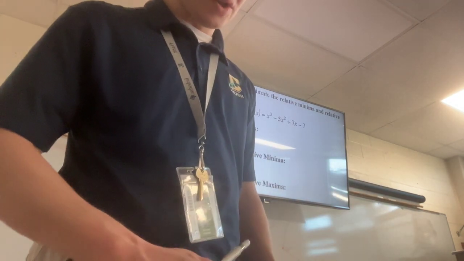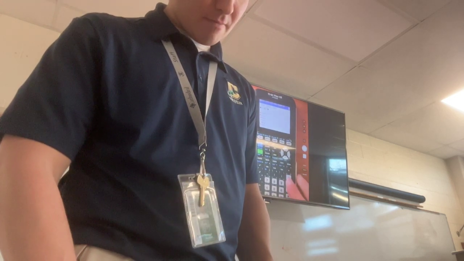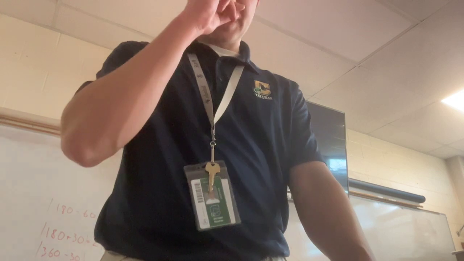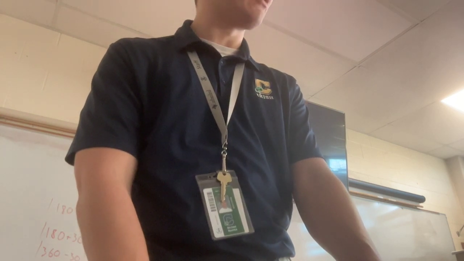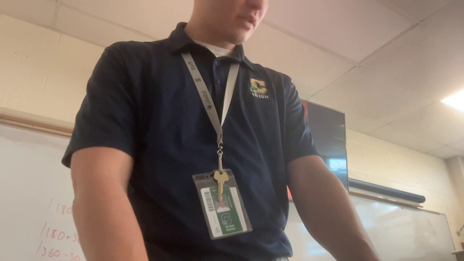So go back to y equals x to the third. Hit the right arrow. -5x² + 7x - 7. Fun. Okay. How many zeros am I going to have here? One. Just one, right? It only intersects the x-axis at one point, okay? So let's find that zero, okay? Second calc.